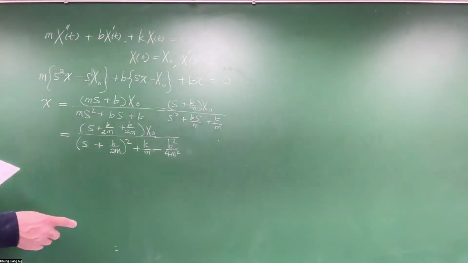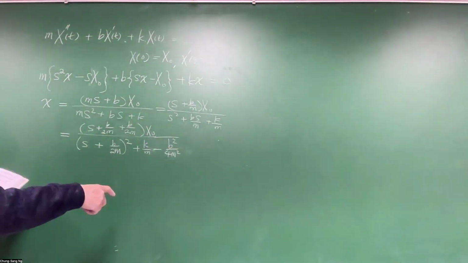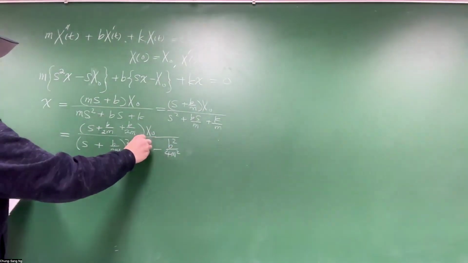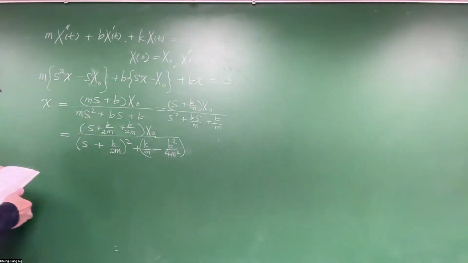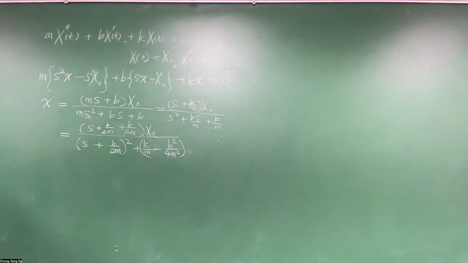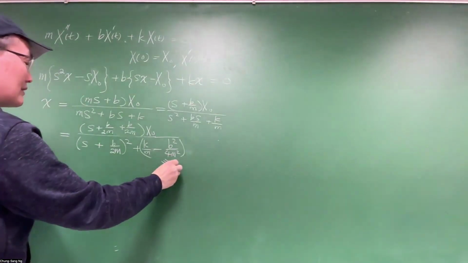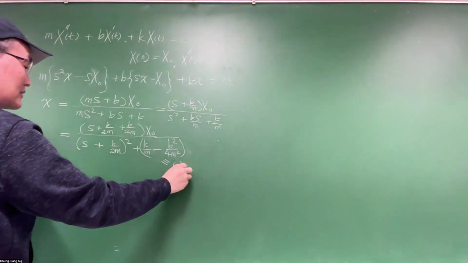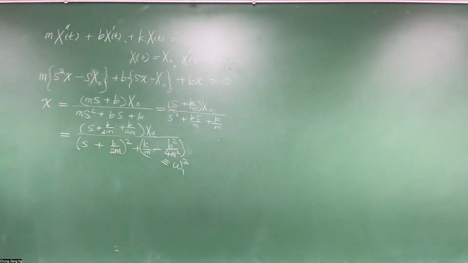Another convenience, because in the formulas the second one is a square term, you define a new variable that is the square of that. I think the text calls it omega 1 squared. It is defined as such because it has the dimension of frequency squared. It's omega 1 squared.